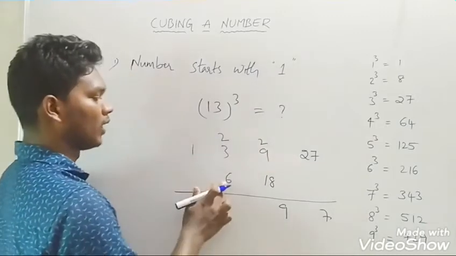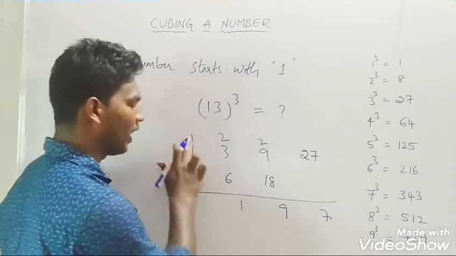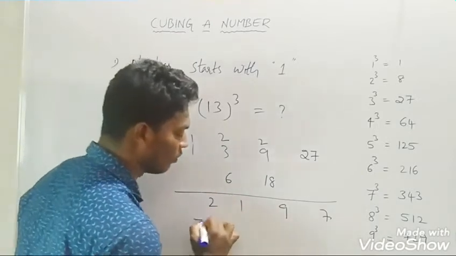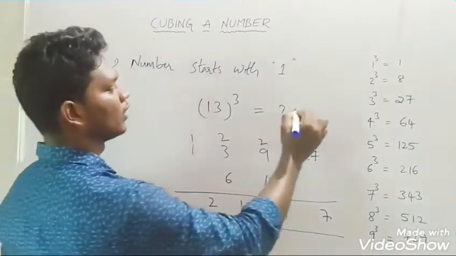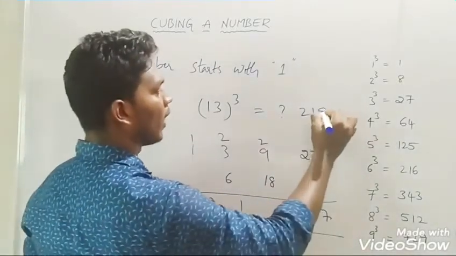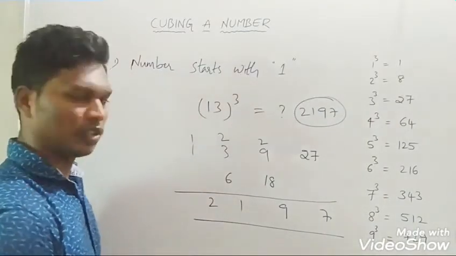So write 2 here. 6 plus 3, 9. 9 plus 2 will be 11. So I am writing 1 here and 1 here. So 1 plus 1 will be 2. So finally, 13 cube is 2197. Understood, friends?